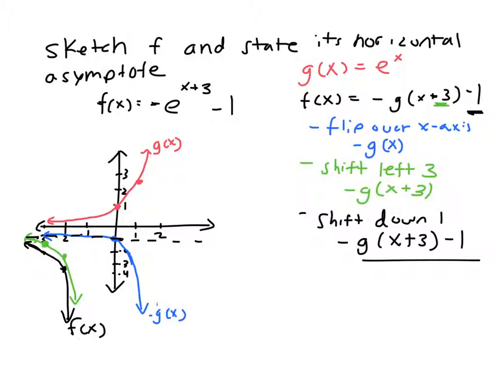So state its horizontal asymptote. The horizontal asymptote is at y equals negative 1.